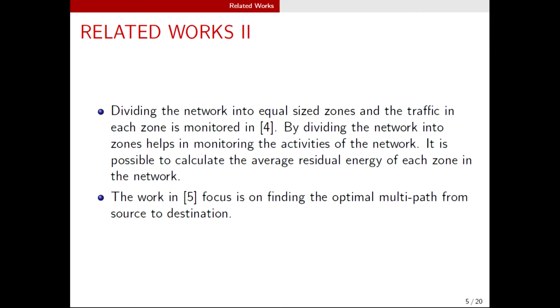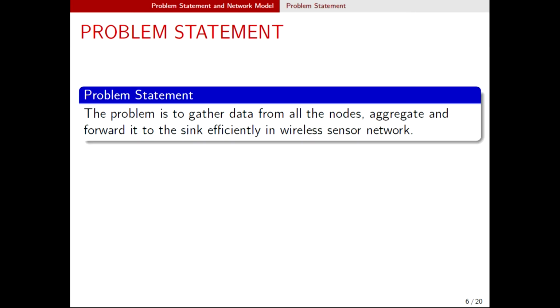And the fourth paper is our own paper. This paper divides the entire network into equal size zones so that you can distribute the network and monitor all the activities of the network. The fifth paper, which is also our own, focuses on finding the optimal multipath from source to destination. Limiting to these 5 works, we came up with a simple problem of gathering data from all the nodes in the sensor network, aggregating them once collected, and then forwarding to the sink efficiently in a wireless sensor network.